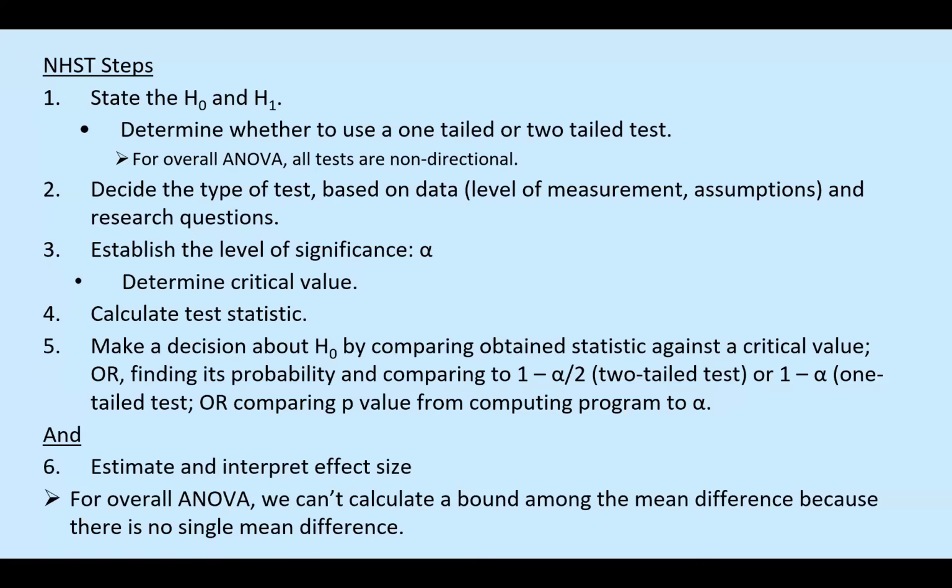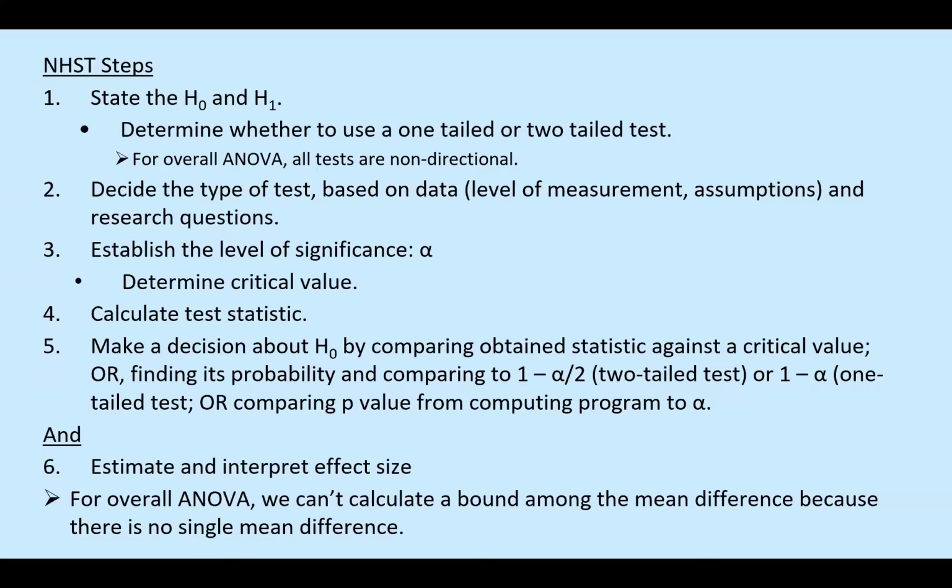So here are our steps. You state the null hypothesis and the alternative hypothesis. Note, in other cases, we've determined whether to use a one-tailed or two-tailed test. We do not do this in the omnibus test, the test of the overall ANOVA. All tests are non-directional. We decide the type of test based on whether or not it meets the characteristics for an independent variable, a dependent variable, and whether assumptions have been met, and what kind of research questions we're asking.